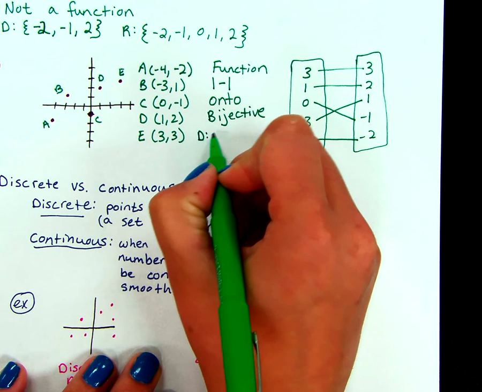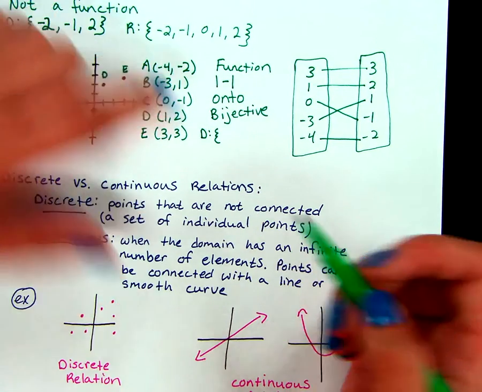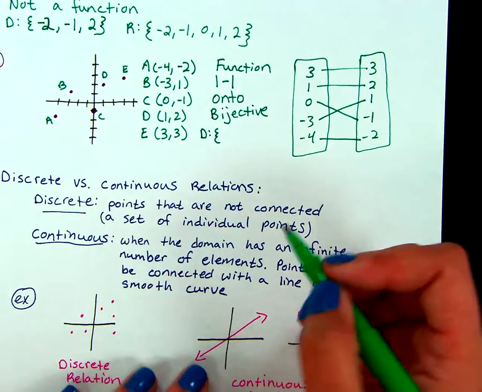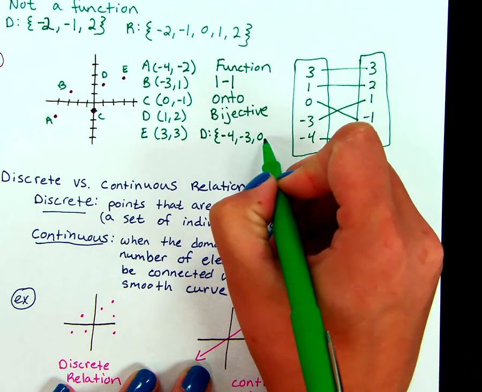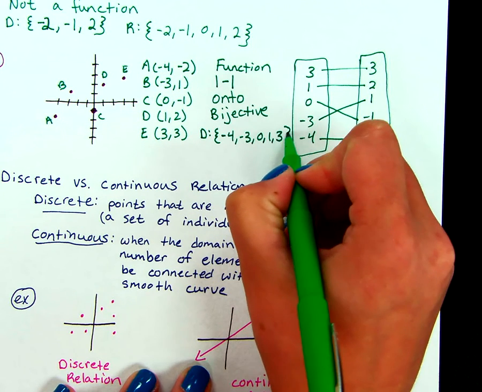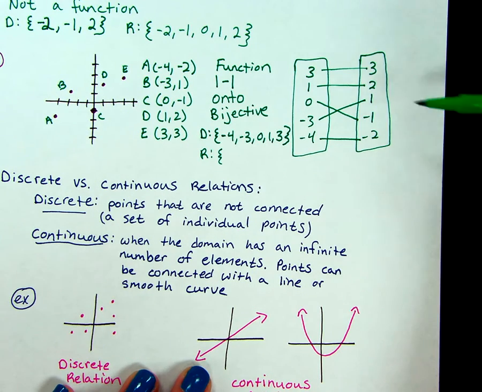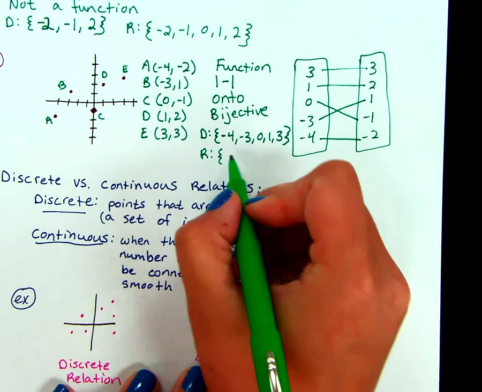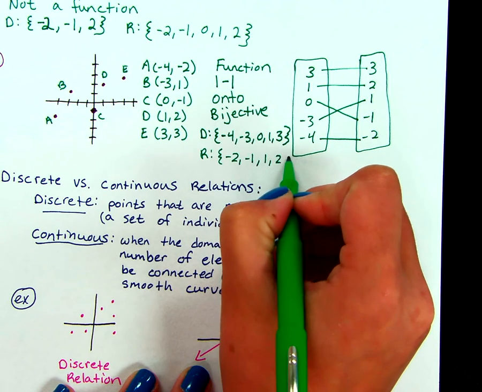Domain, again, we're using our little brackets here. So smallest to largest number, so I'm just going to basically write it in the reverse order of this. So -4, -3, 0, 1, and 3. And then our ranges are y values, again from smallest to largest, so reverse order of that. So -2, -1, 1, 2, and 3.